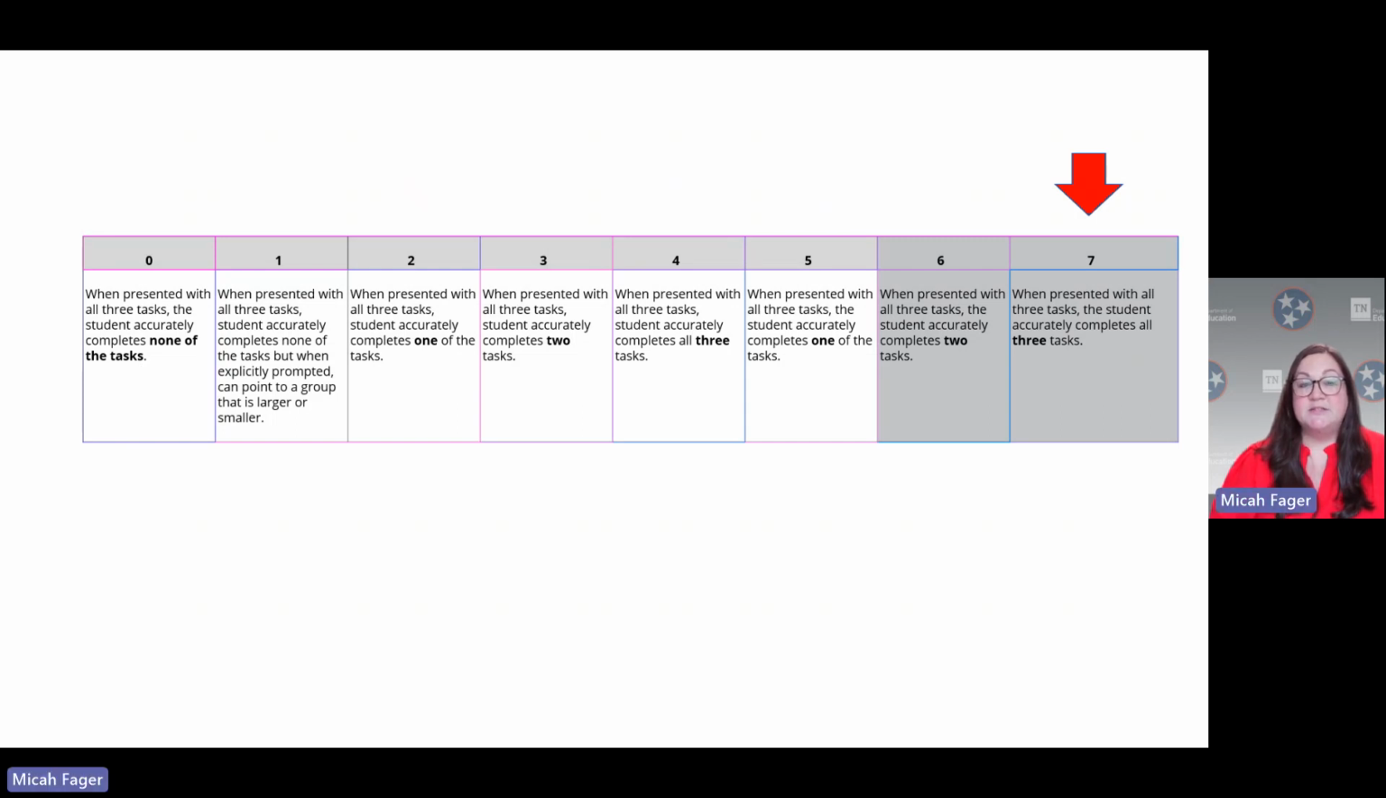If the student is successful at completing levels 5, 6, or 7, then the teacher does not need to upload evidence of the student being successful at levels 0 through 4.